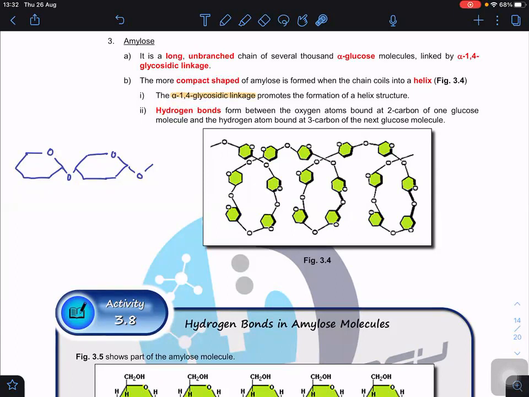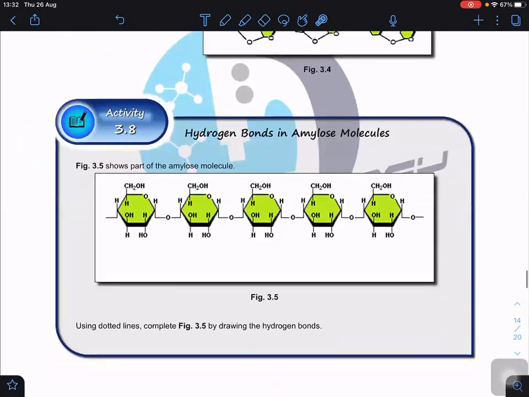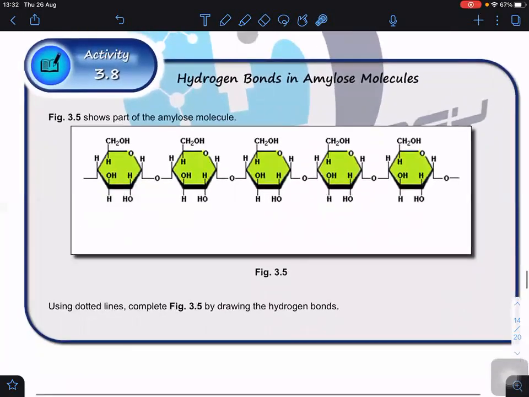The hydrogen bonds are formed between the oxygen atom bound at carbon number 2 of one glucose and the hydrogen atom bound at the 3rd carbon of the next glucose molecule. So if you look at the diagrams here, hydrogen bonds in the amylose molecule, use a dotted line to complete Figure 3.5 by drawing the hydrogen bond.